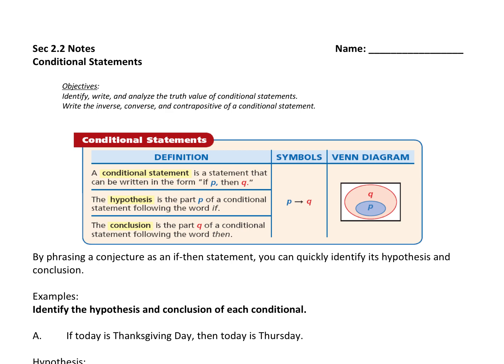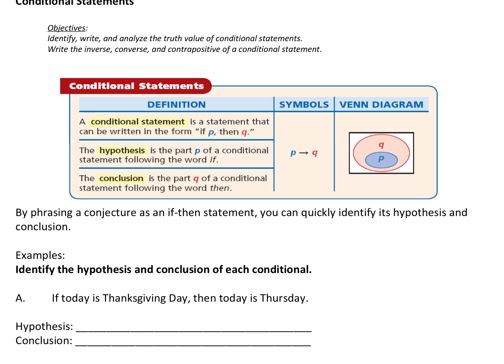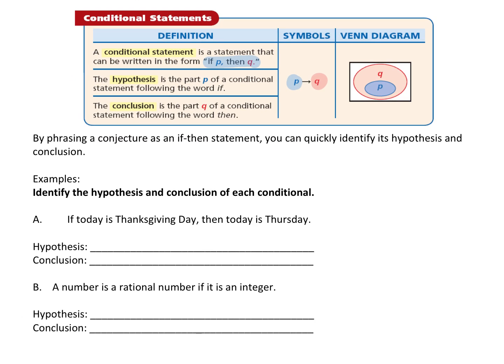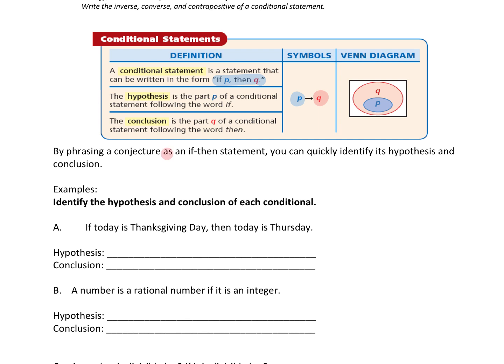So what is a conditional statement? A conditional statement is a statement that can be written in the form if P, then Q, right? So let me get my highlighter here. If P, then Q. The hypothesis is what we call the P part of this statement, and the Q would be our conclusion. Most often, these are conjectures that we will use as an if-then statement, right? Using the if and then structure, it's easy to identify which is the hypothesis, that'll come after if, and which is the conclusion, that'll come after then.